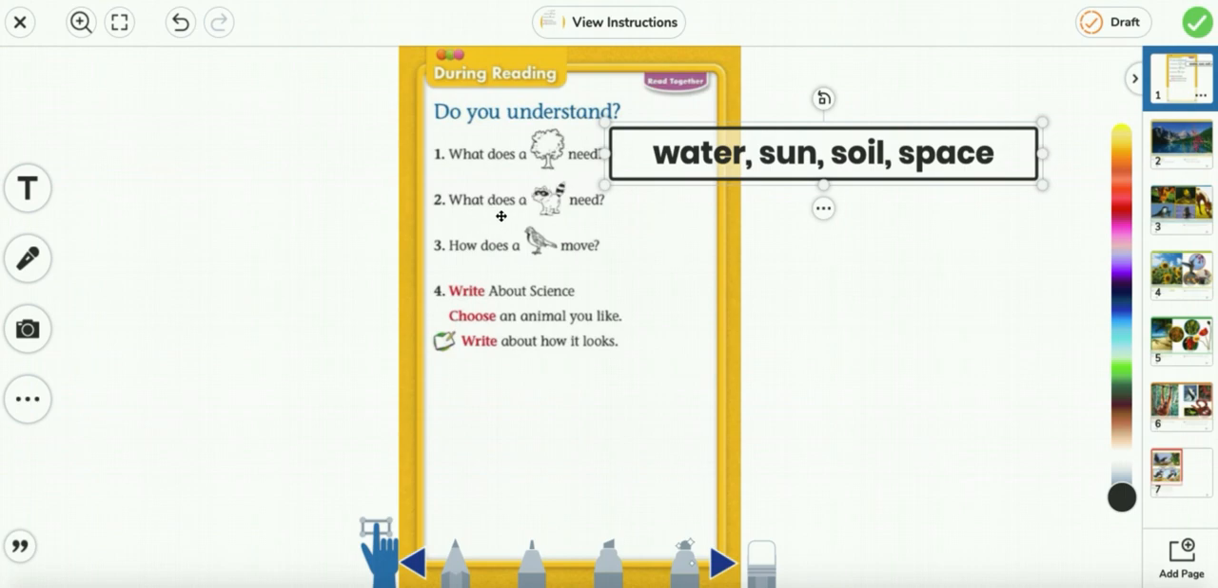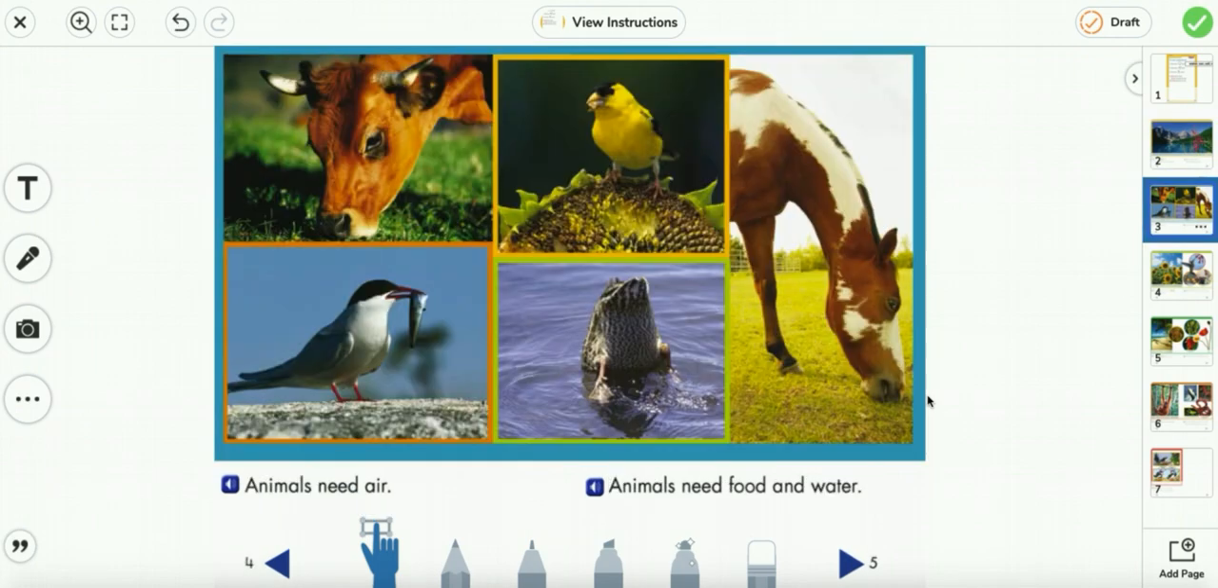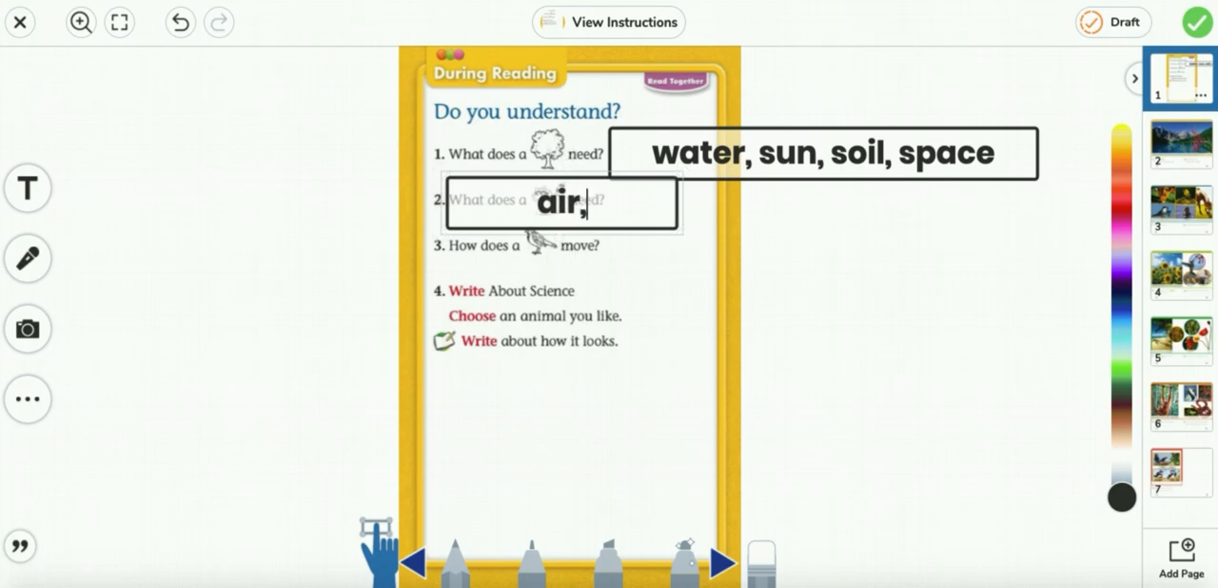Next, what does a raccoon need? A raccoon, is that a plant or animal? Animal. So let's go to the story to see where they talk about animals. So here we have pictures of animals. Animals need air. Animals need food and water. So we know that animals need air, food, and water.